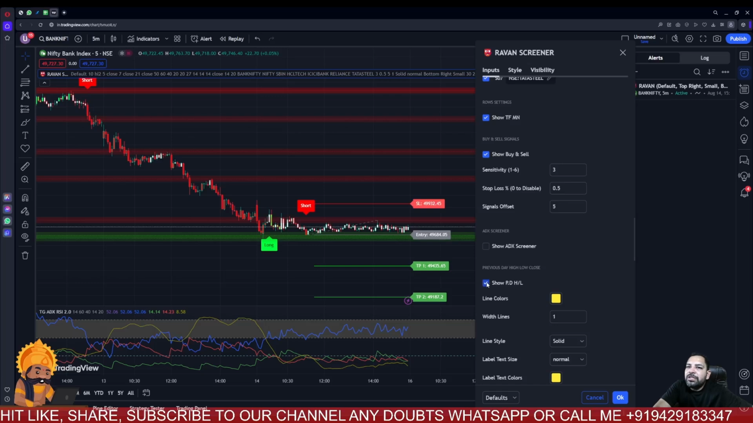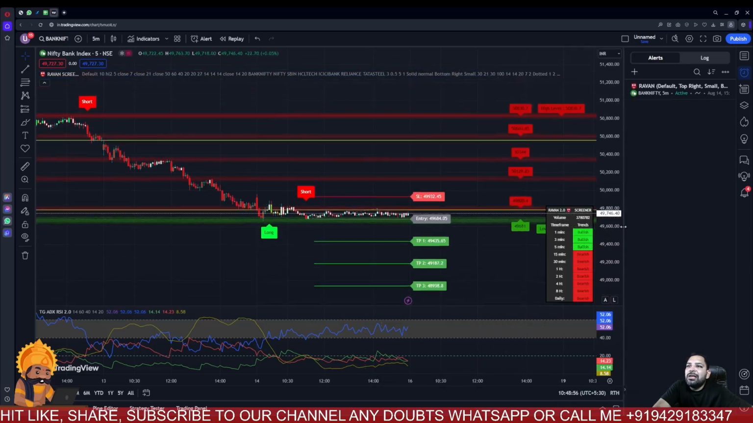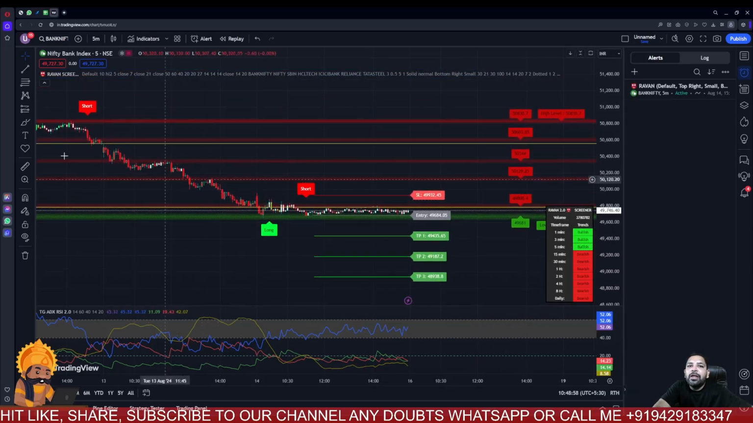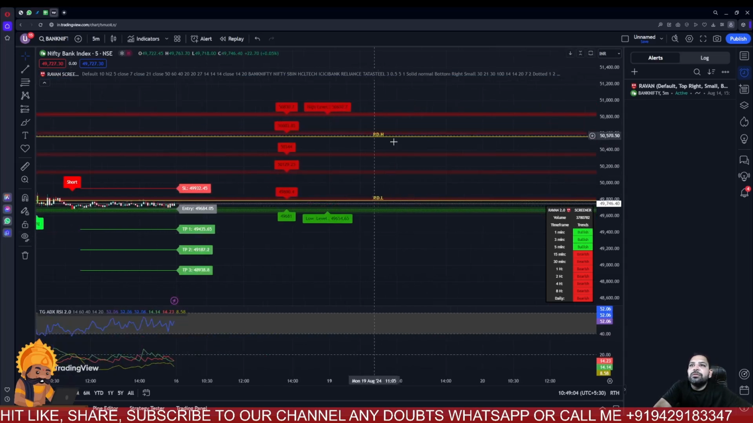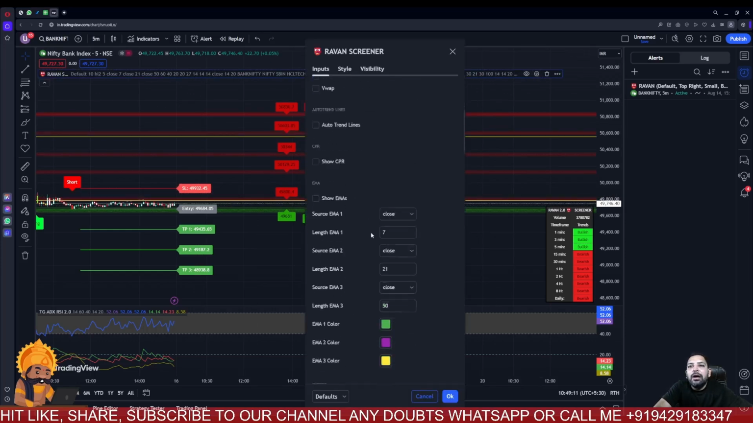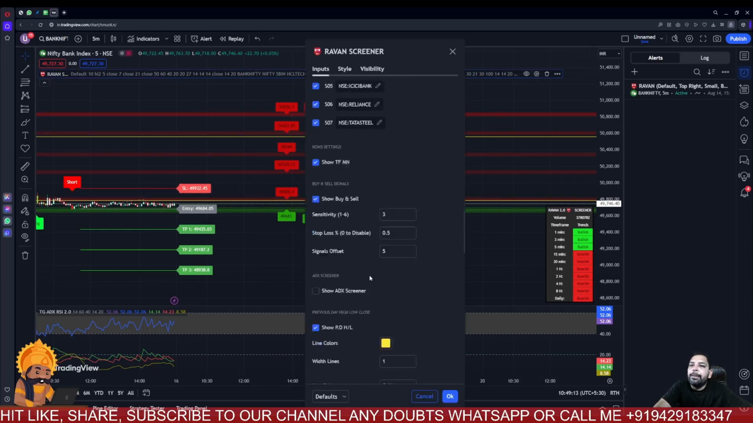Next is show previous day high, low, close, right? But here we have used show previous day high and low only. You can see these yellow lines. Yellow lines are the previous day high and low, right? This was a high and this was a low. Those who are working on previous day high low basis, you can just activate and use this feature accordingly.